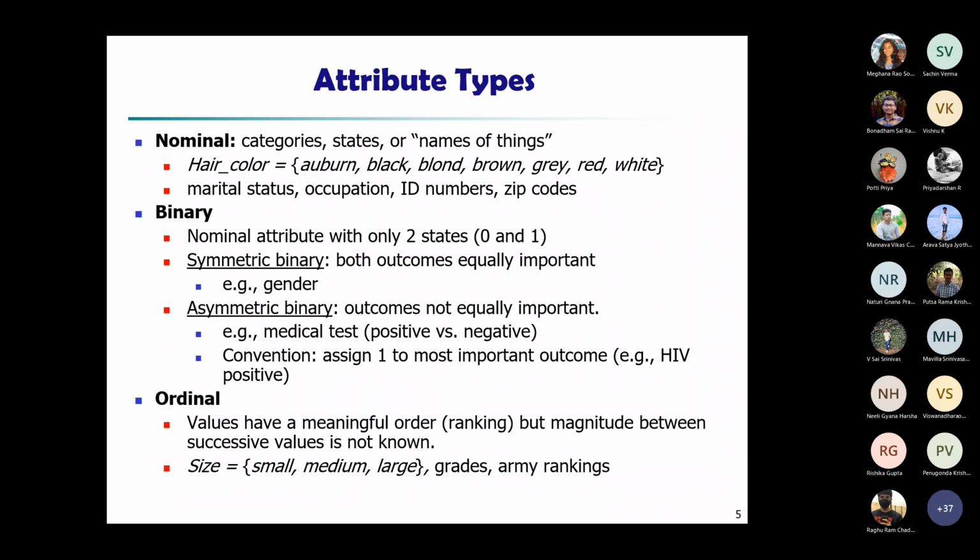So here also, usually the mode has more significance. Median also. Mean, of course, doesn't make any sense even if it is an ordinal attribute.